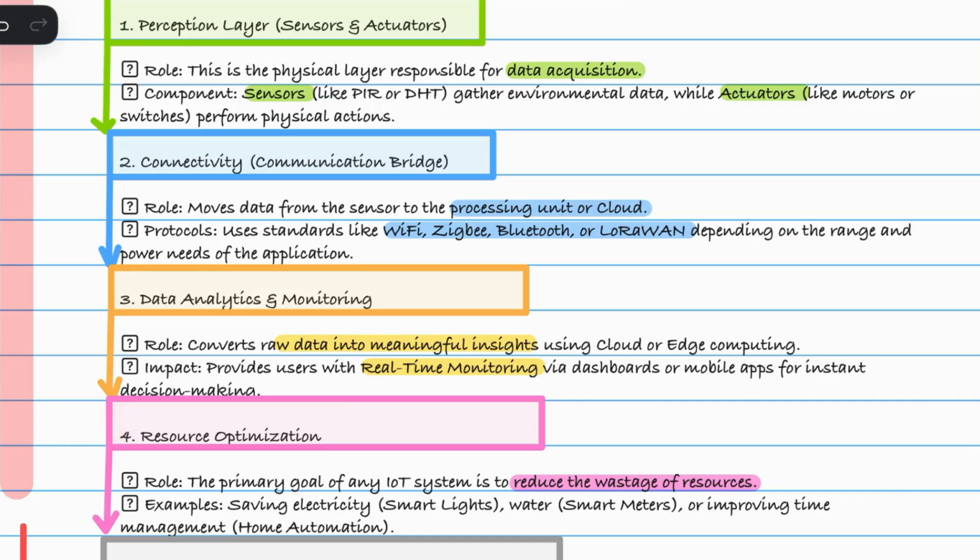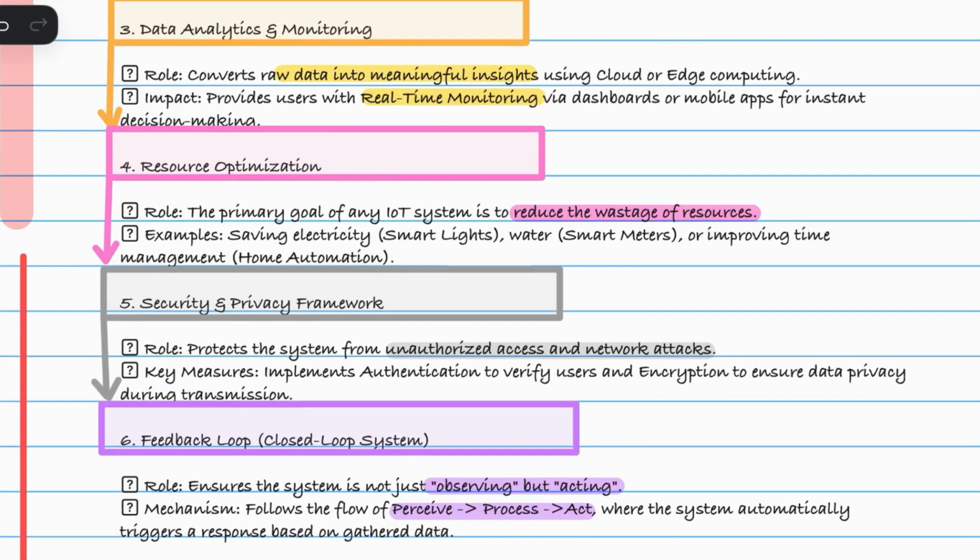Then comes resource optimization. The financial or environmental goal is covered in this, like saving electricity, conserving water, or cutting down the response time. Whatever it is, it comes under resource optimization. For example, in terms of smart meters, the resource optimization would be saving electricity. Then comes the security and privacy framework. It is how you lock down and secure your environment.